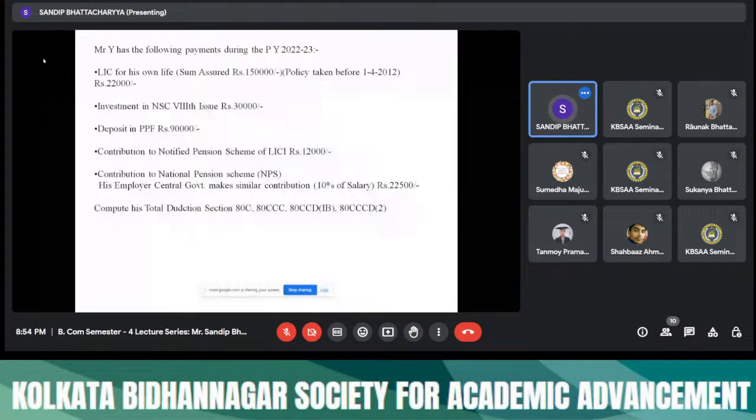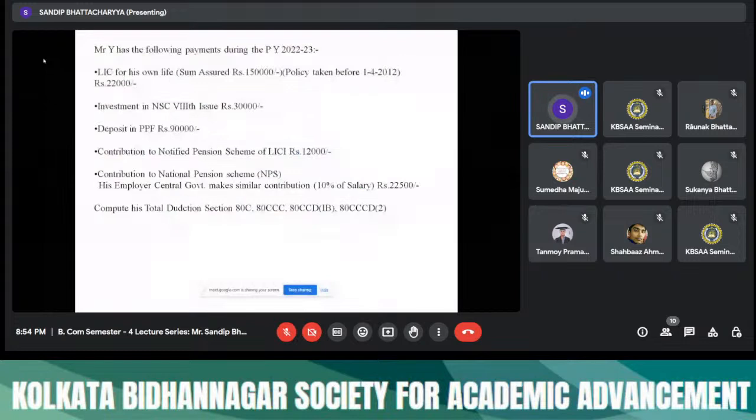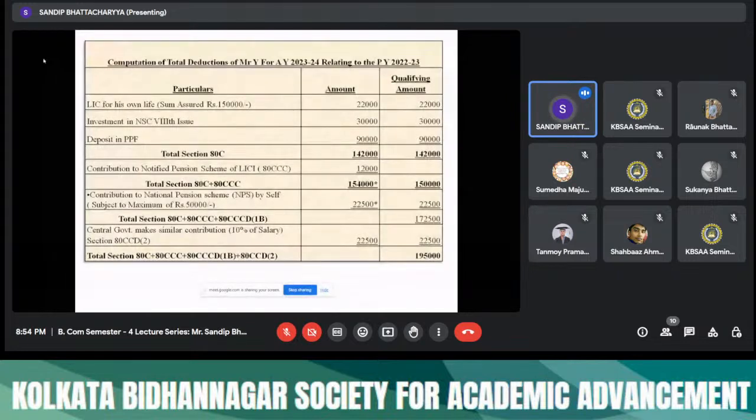Okay, so see, LIC for his own life 1,50,000, amount is 22,000. Policy taken date is given, before 1/4/2012, so maximum 20%, that is 30,000 I can be eligible up to. How much is there? 22,000, so I have no problem, I give the full 22,000. Investment in NSC 30,000, deposit in PPF is 90,000, no problem in these three. Adding the three, the total is 1,42,000. I have written the corresponding total under section 80C.